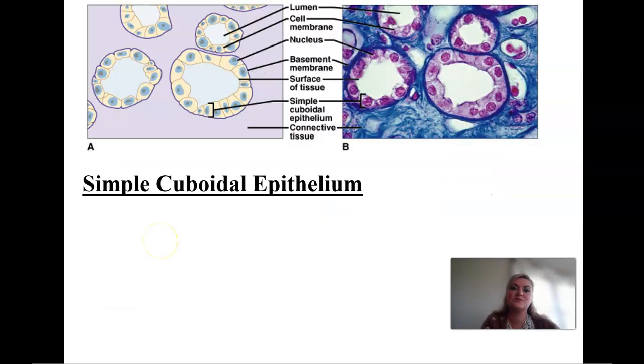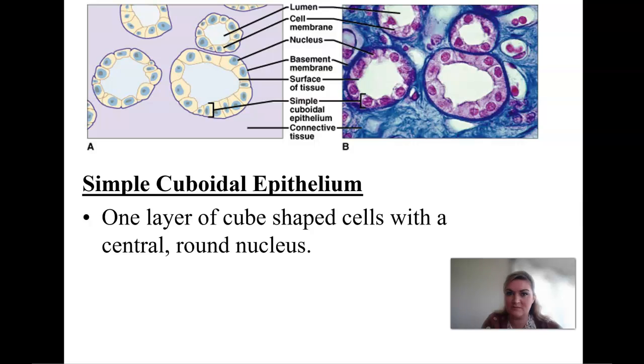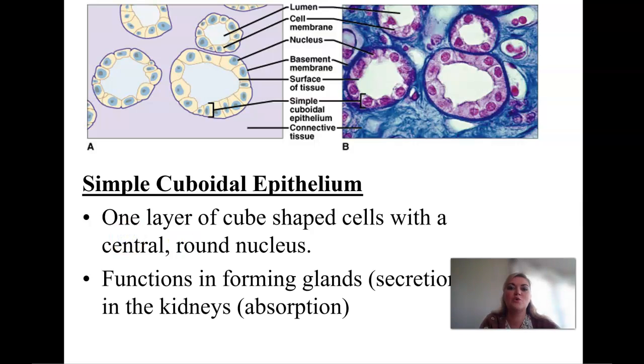Moving on, we have what's referred to as our simple cuboidal cells. With the simple cuboidal cells, they are a cube shape, simple, which means they're going to have one layer. And they usually have an opening, which is going to be the lumen. That lumen is where things are going to be secreted into it. So it's going to function in forming things like glands, which secrete, and kidneys, which are going to absorb.